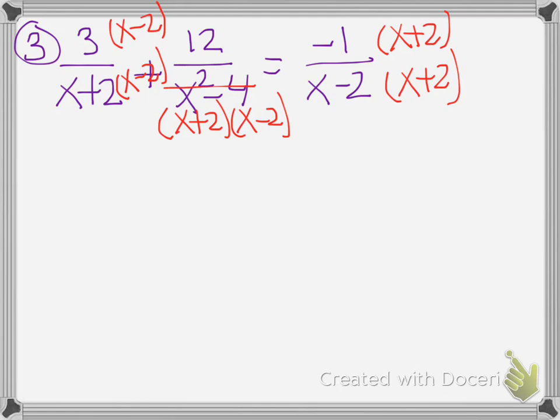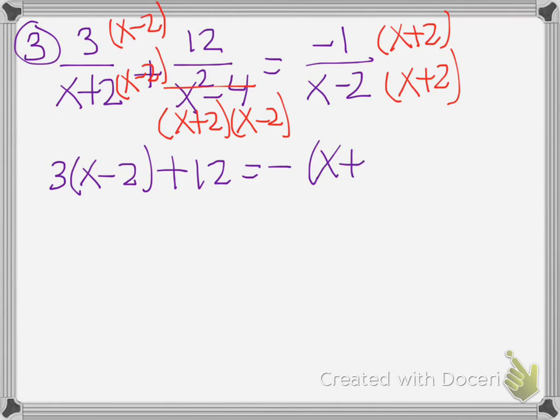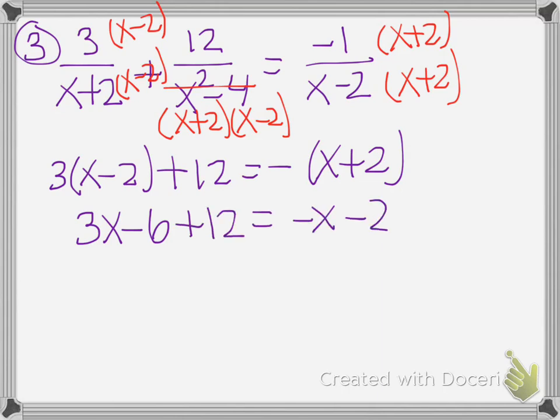And that's 3 times x minus 2 plus 12 equals a negative 1 times x plus 2. I'm not writing the denominator because I'm just going to cross it out anyways. So now we have 3x minus 6 plus 12 equals negative x minus 2. Combining like terms, I'm going to say 4x equals negative 8, x equals negative 2, but we got to check it.